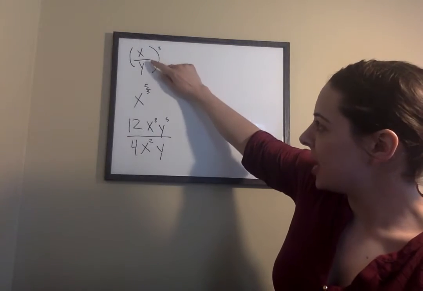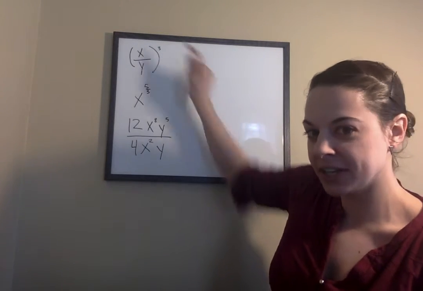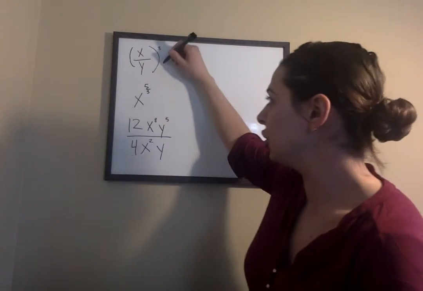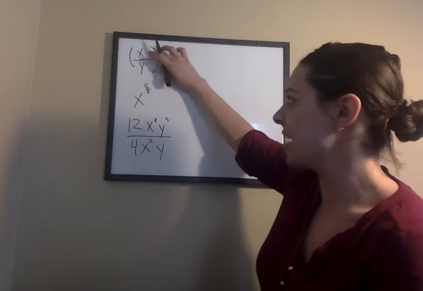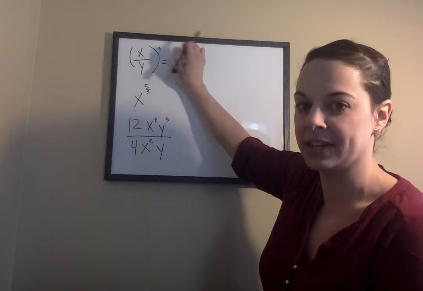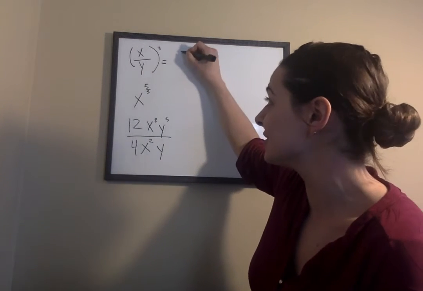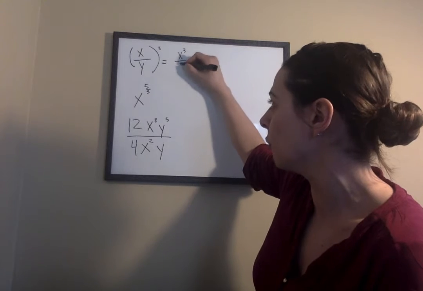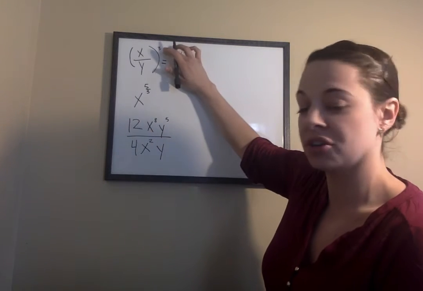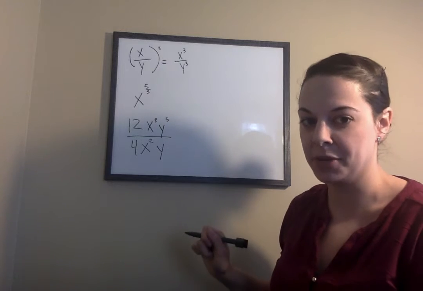The very first example I have is if you have a fraction being raised to an exponent. Anytime that you have that, you need to individually raise everything in that fraction to the exponent it's being raised to. So for example, x over y to the third is the same thing as x to the third over y to the third. You do need to make sure that everything gets raised to that exponent, okay?